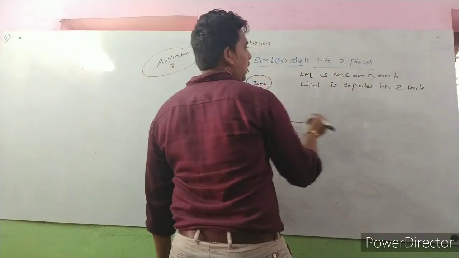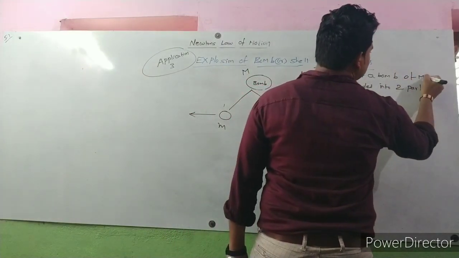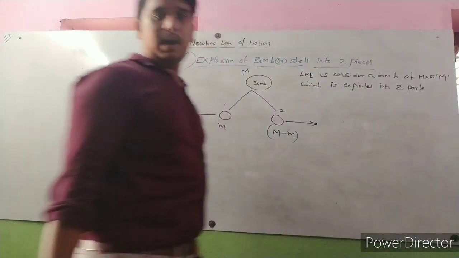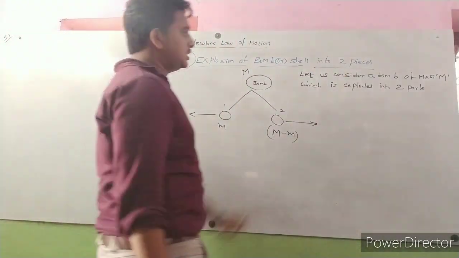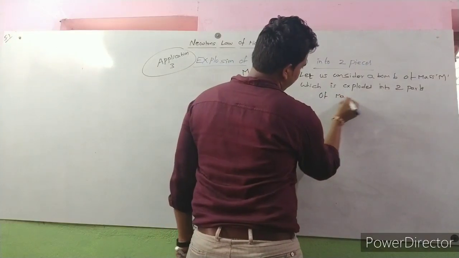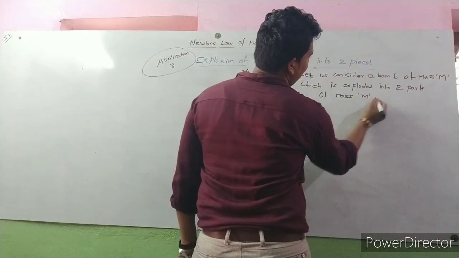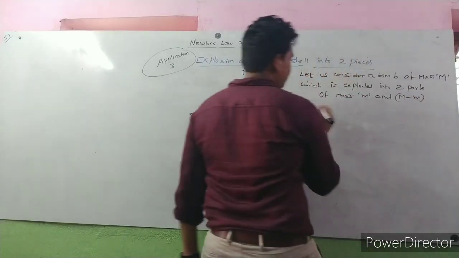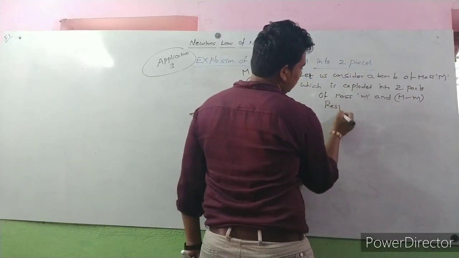A bomb of mass M explodes into 2 parts of mass small m and capital M minus m respectively.